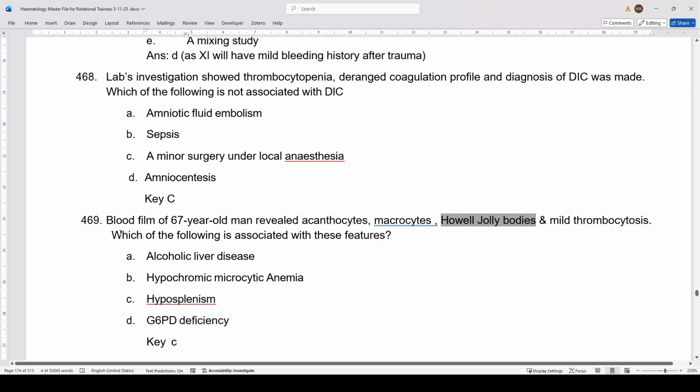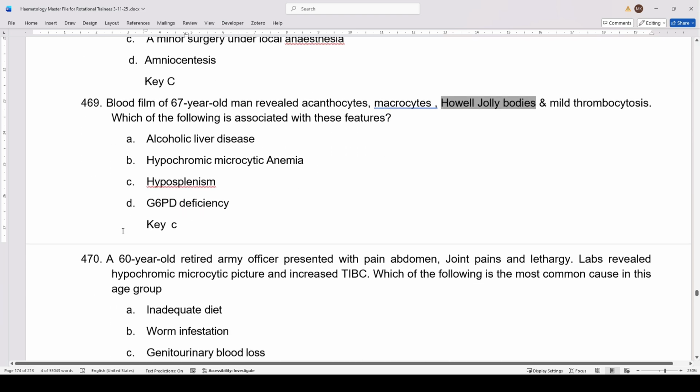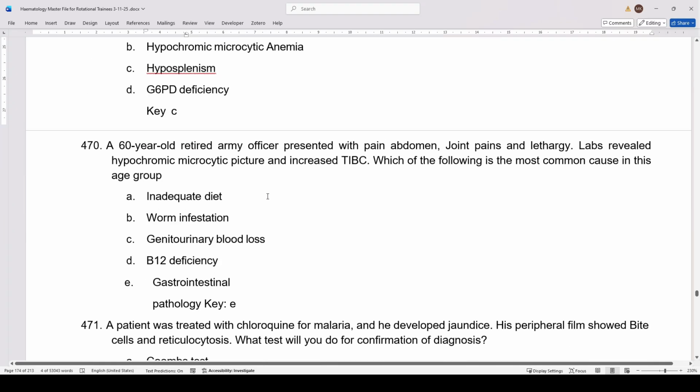Okay, so next is a blood film of a 67-year-old man revealed acanthocytes, macrocytes, oval Jolly bodies, and mild thrombocytosis. Which of the following is associated with these features? So Jolly bodies are associated with hyposplenism. So C is correct here.